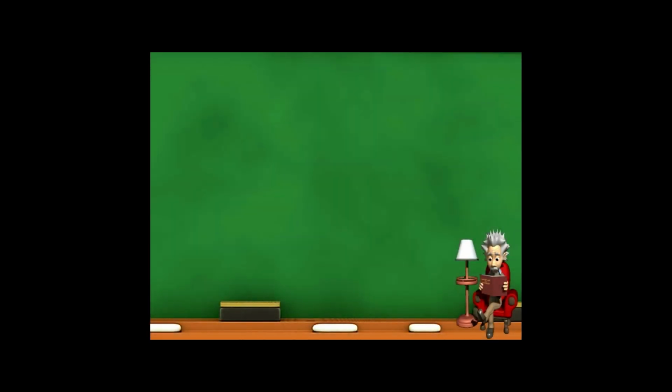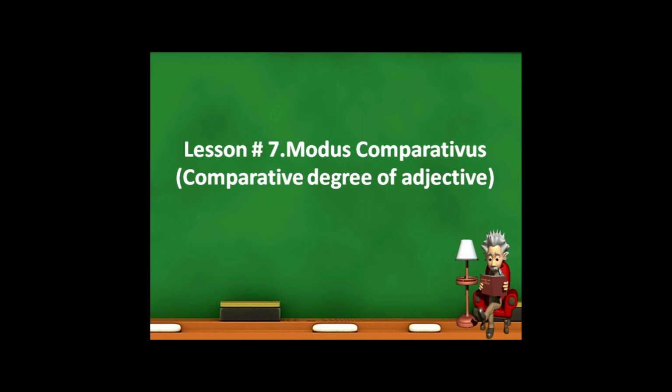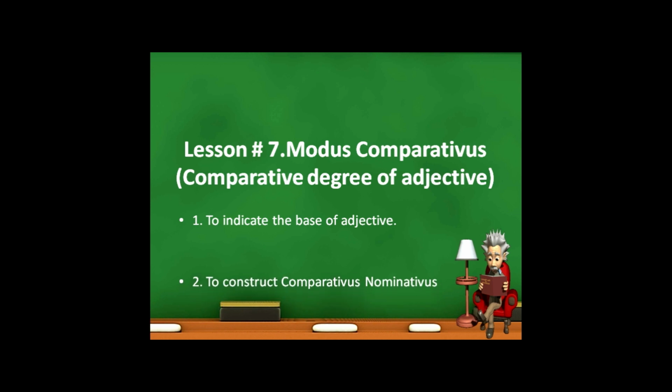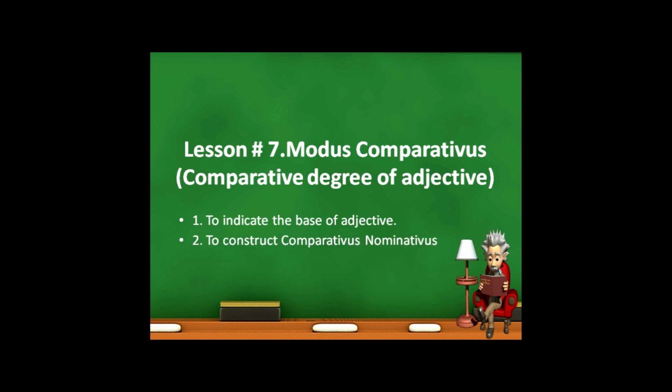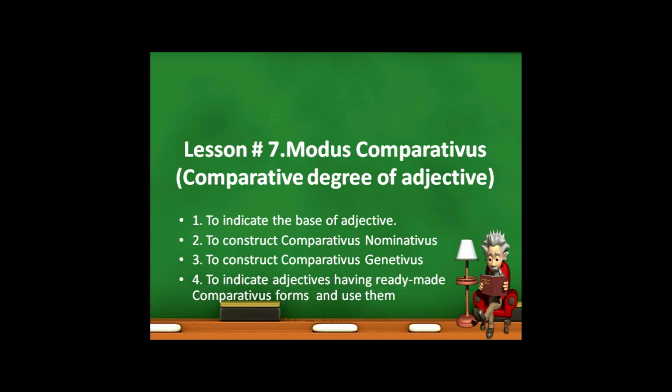Lesson number 7, Modus Comparativus, comparative degree of adjectives. In this lesson, I will explain how to indicate the base of an adjective, how to construct comparativus nominativus, how to construct comparativus genitivus, and how to indicate adjectives having ready-made comparativus forms and use them.